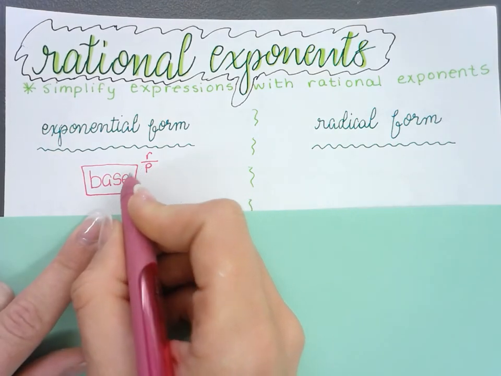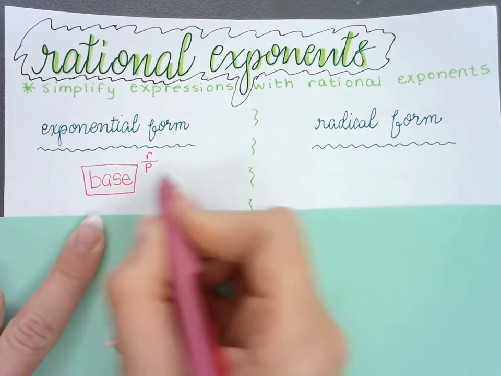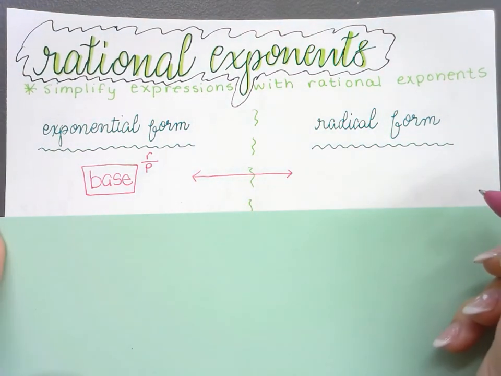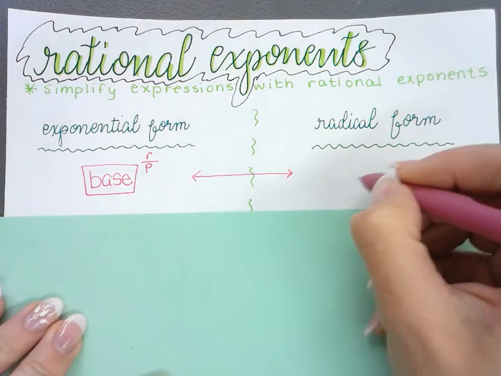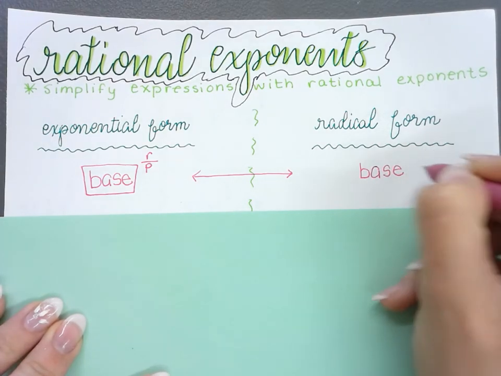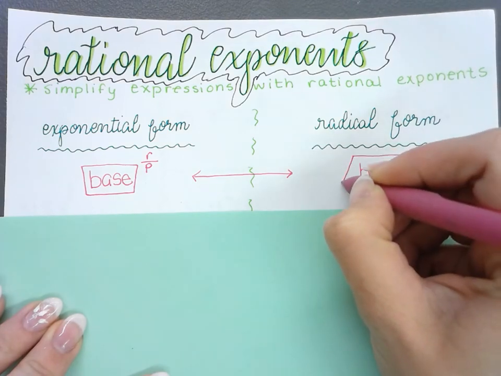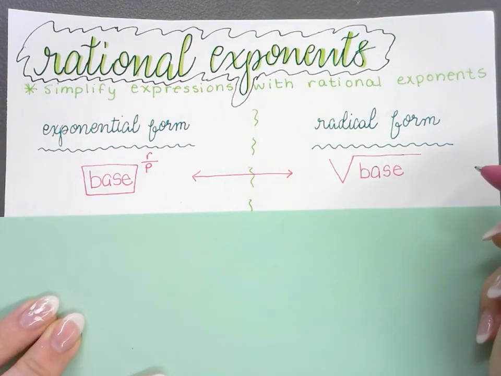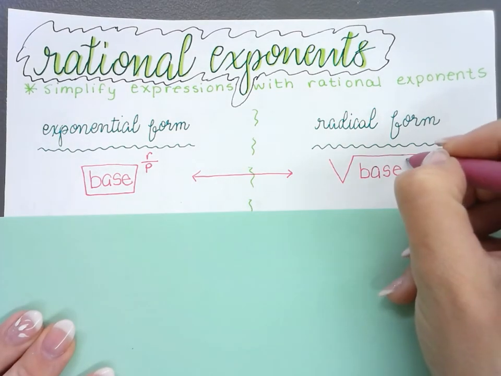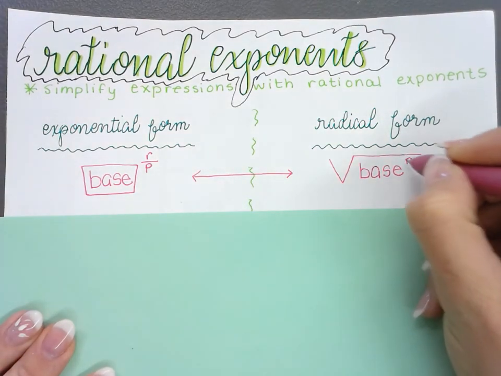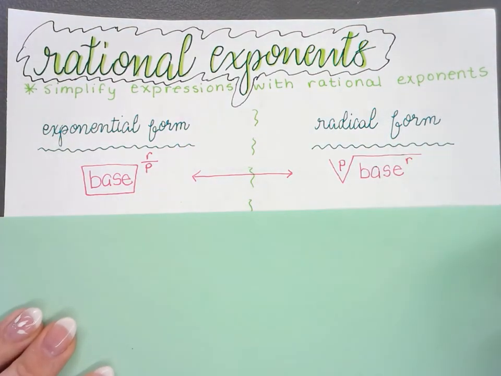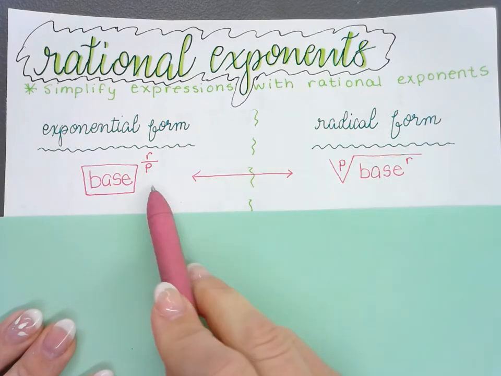When I take this exponential form and I want to rewrite it in radical form, these are interchangeable, they could go back and forth. That base will become the radicand of a radical. So it's that main part that goes inside of the radical symbol. And then the R becomes the power on the inside right here, and the P becomes the index right in there. These letters I use to help me remember.